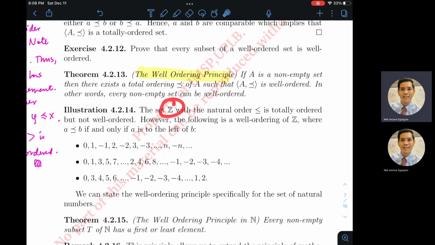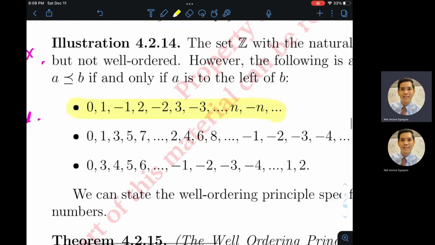So let's consider the set of all integers. And we have noted already that the less than or equal to relation is a total ordering of Z, but it is not well ordered kasi may mga subsets si Z na walang first element with respect to the less than or equal to relation. But thanks to the well-ordering principle, we know that there could be a well-ordering of the set Z. For instance, itong unang bullet, isa siyang total order.